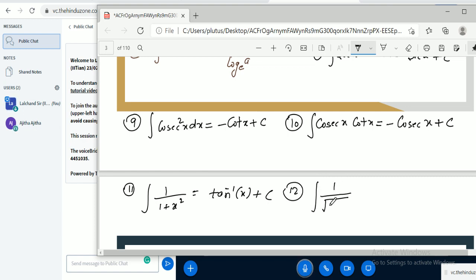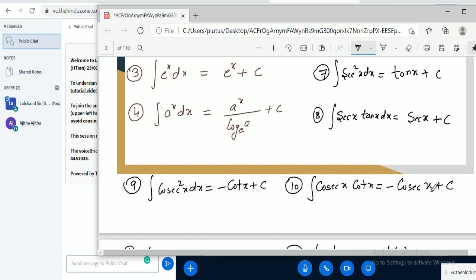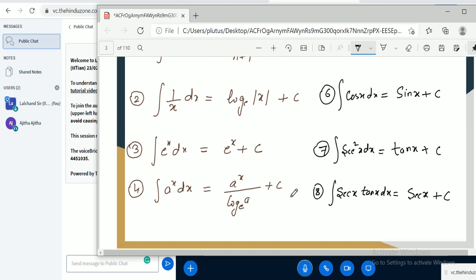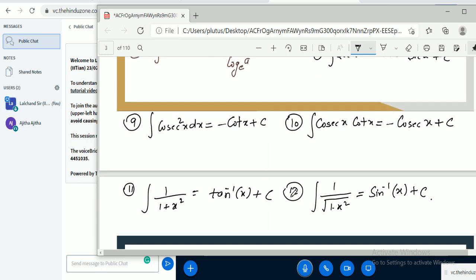And what is the integral of 1 by 1 minus x square? This is sine inverse x plus c, isn't it? These are some basic formulas of integrals we use several times when we are going to integrate functions. Anjita, I think you remember all these formulas you studied in class 12th, isn't it?